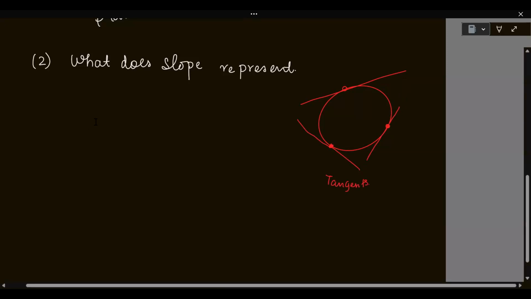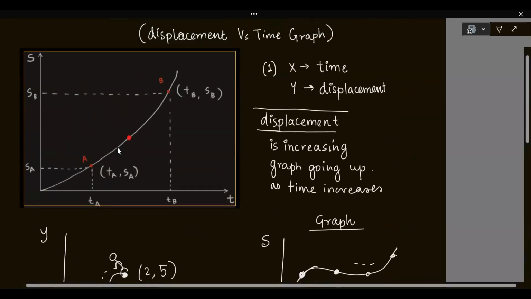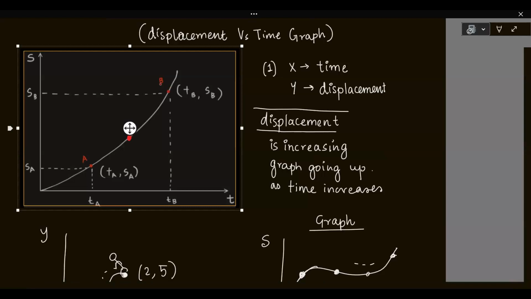So guys, can you tell me how will I make a tangent at this point right here? Well, I'll draw it like this. Yes, this is how the tangent looks.